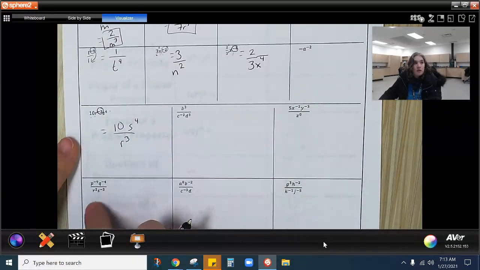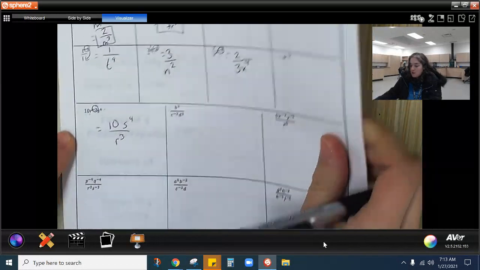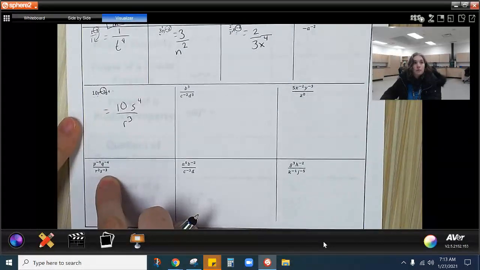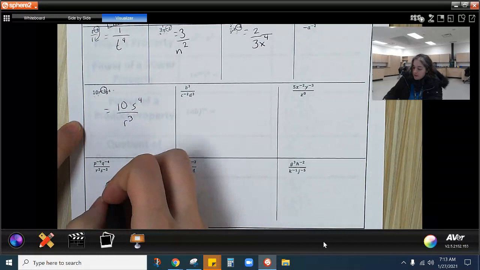Actually, I'm going to skip that one. I'm going to look at this one down here. This one has a lot more stuff to it. And so, yeah, I think this one would be better.